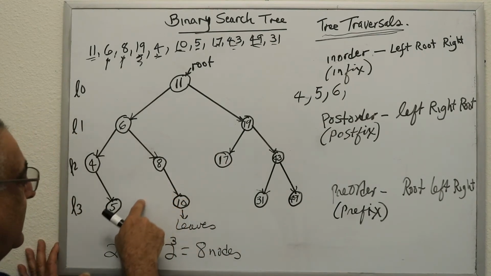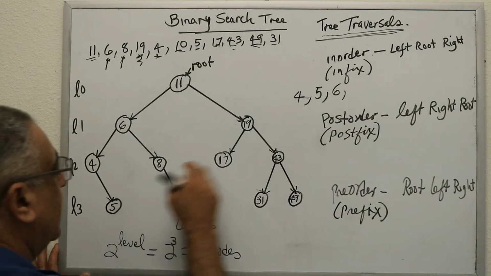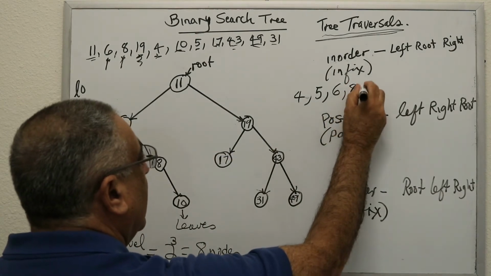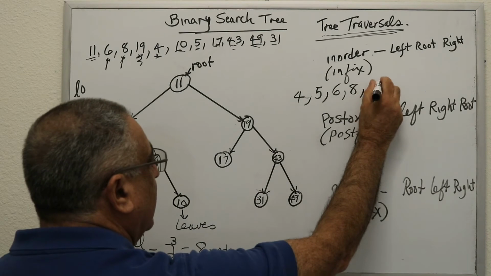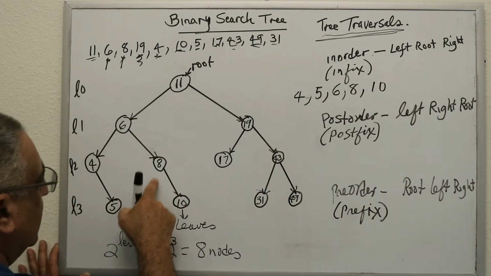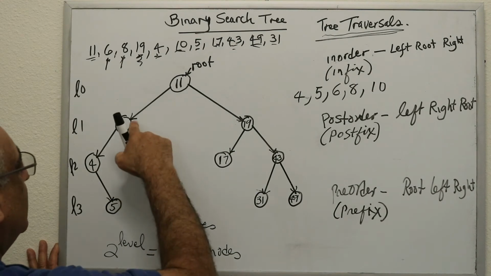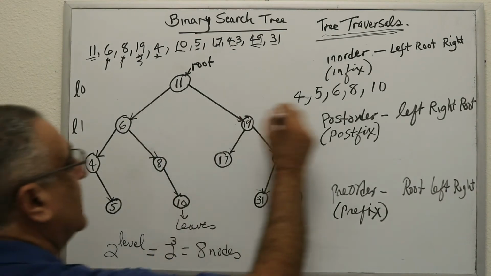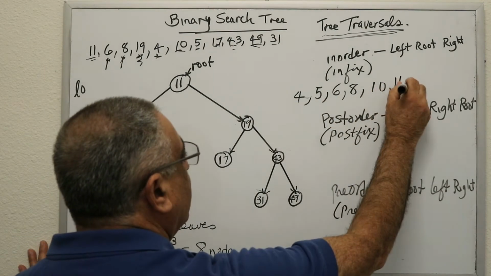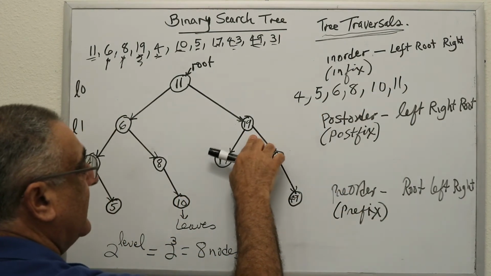That's a subtree. So I go left, which is null, and I go root, which is 8, and I go right, which is 10. See, I've gone left, root, right. I've gone left, root, right. According to this, I've gone left, I go root, which is 11. Then I go right. Well, that's a subtree.